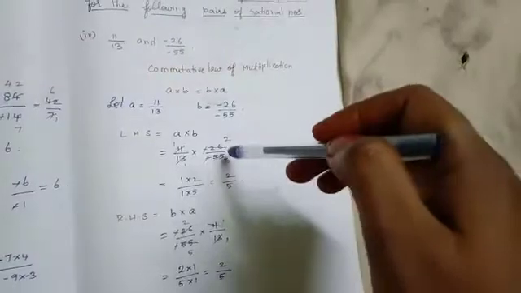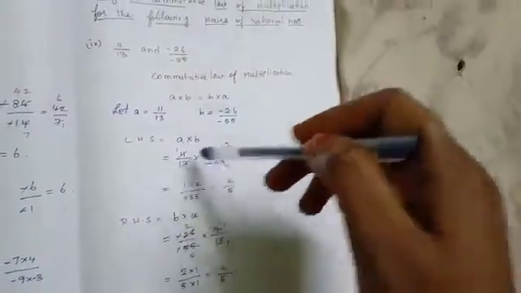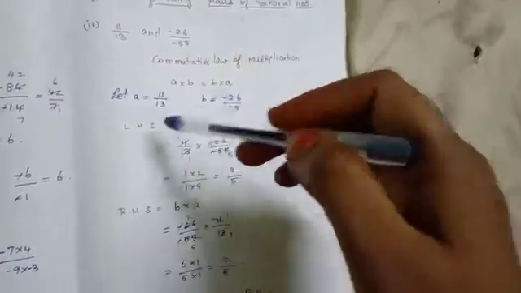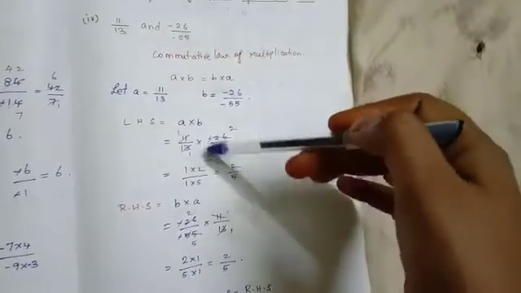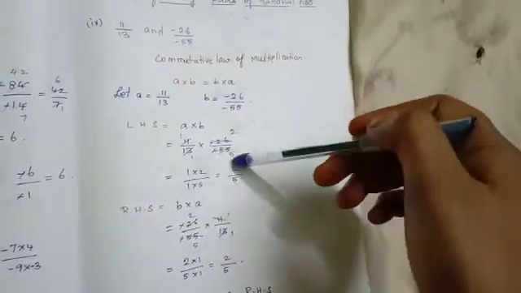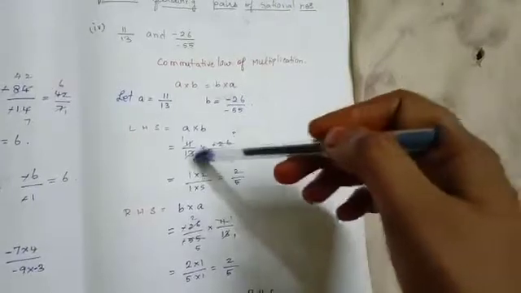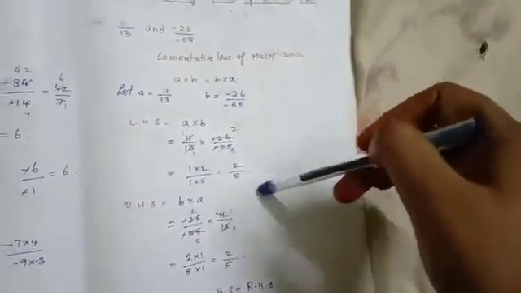In 11 table, 11 1 time, 55 5 time. In 13 table, 13 1 time, 26 2 time. So 1 into 2, these two minuses are cancelled in numerator and denominator. 1 into 5, 1 2s are 2, 1 5s are 5. So the answer is 2 by 5.